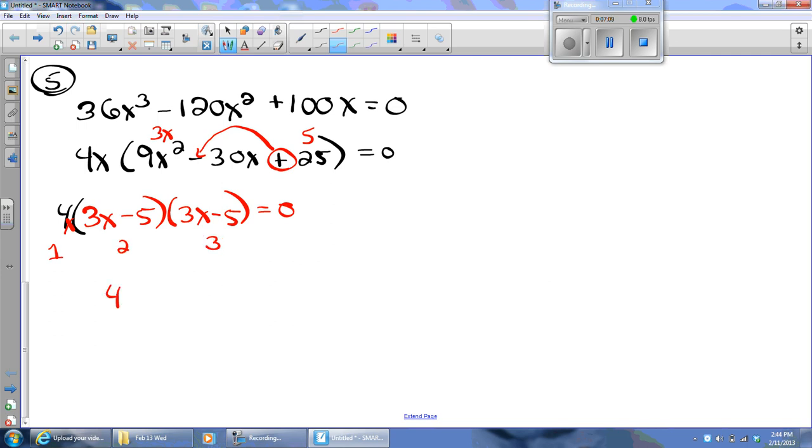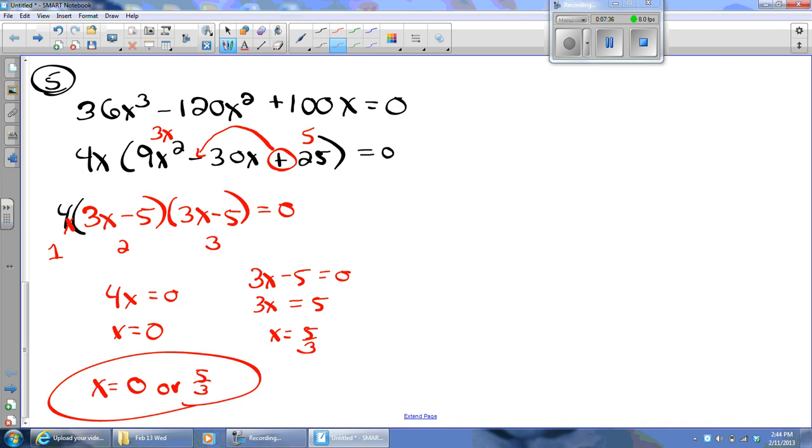So I'll do 4x equal to 0, x will equal 0. That's one possible solution. Then I do 3x minus 5 equals 0. And 3x is going to equal 5. So x is going to equal 5/3. Now I don't need to do quantity 3. I need to look at it, but I realize it's the same exact thing as quantity 2. So my solution here is x equals 0 or 5/3. And there you go.